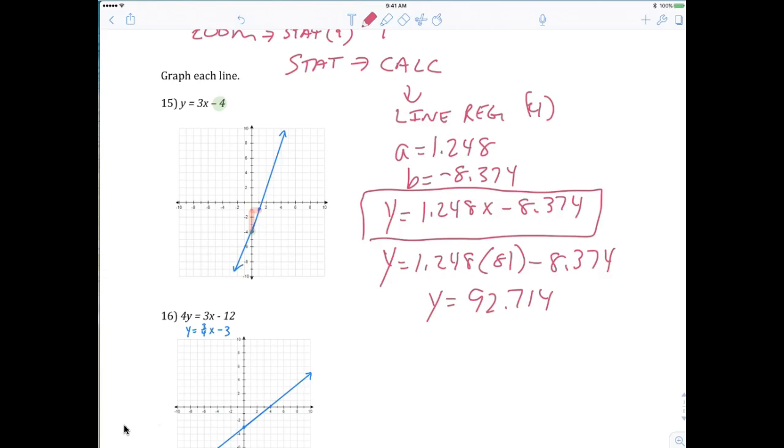So what do you think I do? You turn that feature off. So how do you turn that feature off? You go back to y equals, and you go up to plot and hit the enter button. Now go back to the graph. Where are all the points? They're gone.